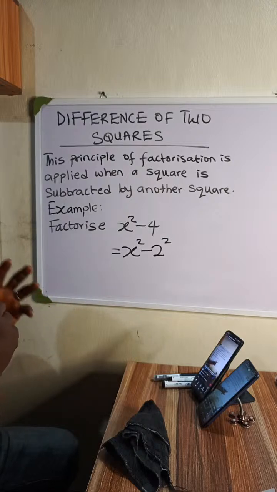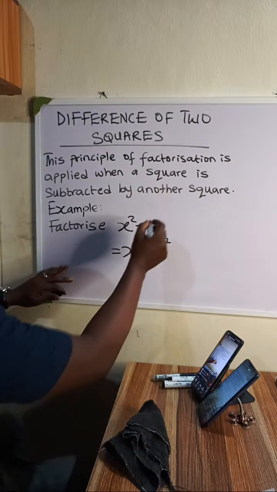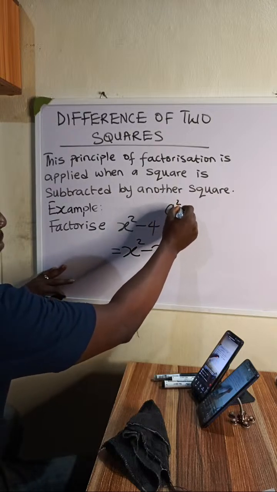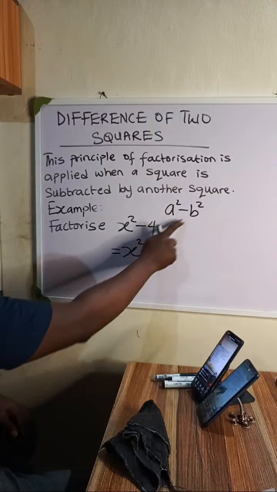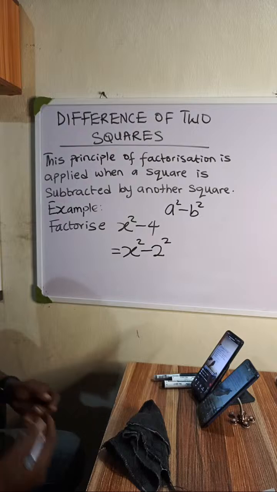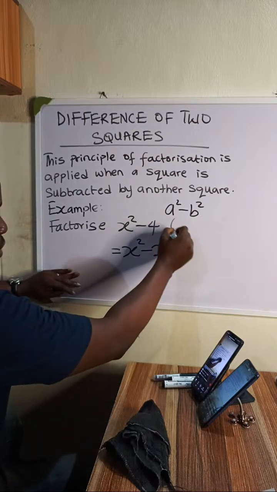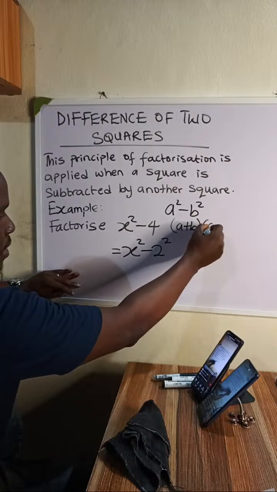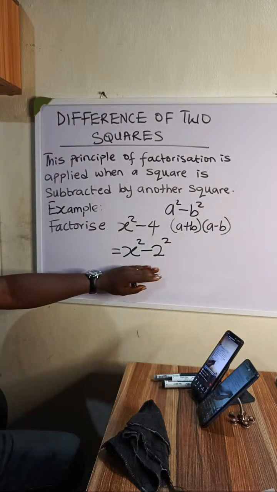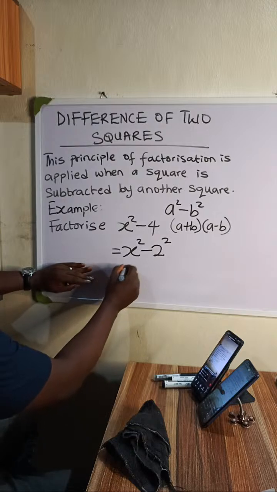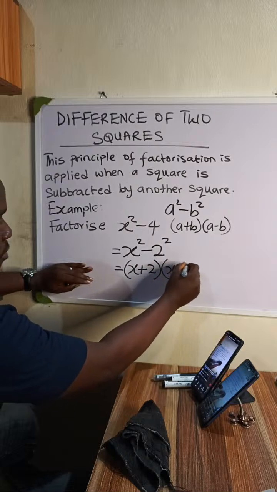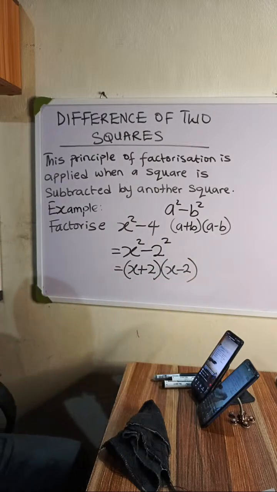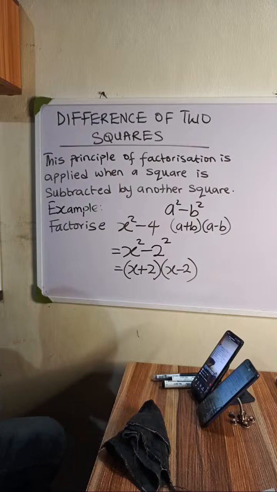And now, once we transform this to become 2 squared, we have a situation for difference of two squares, a squared minus b squared. So in this case, our a is x and our b is 2. Just as we did for a and b, where we have a plus b and a minus b, this algebra can simply be written as x plus 2 into x minus 2.